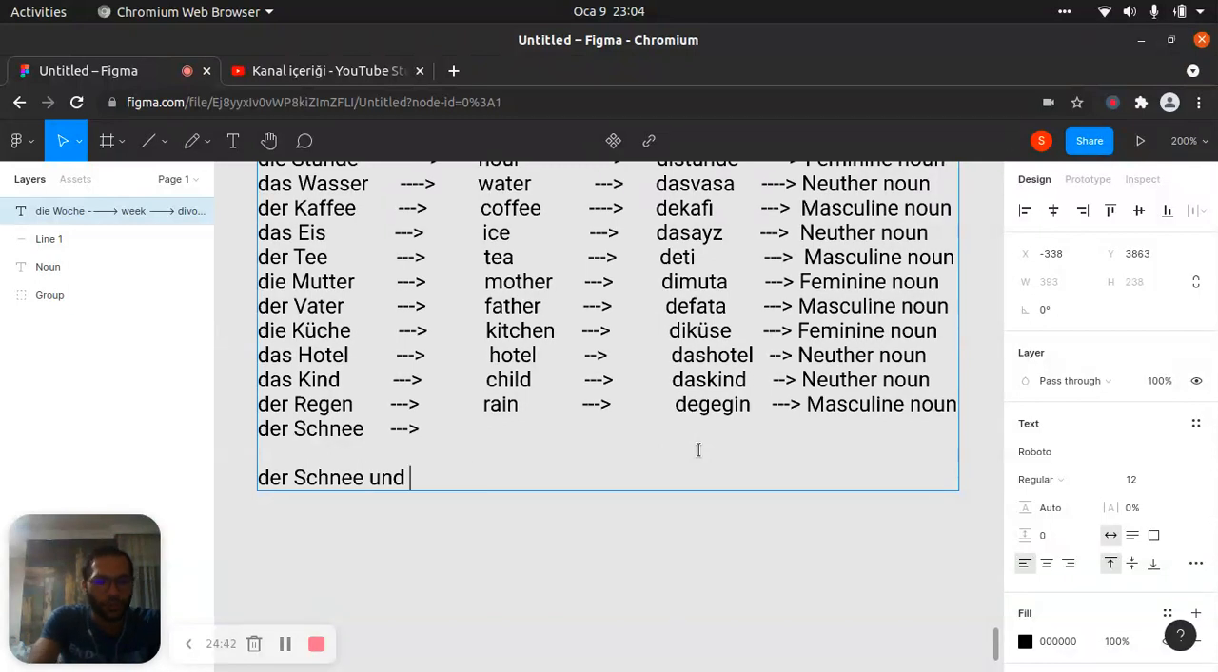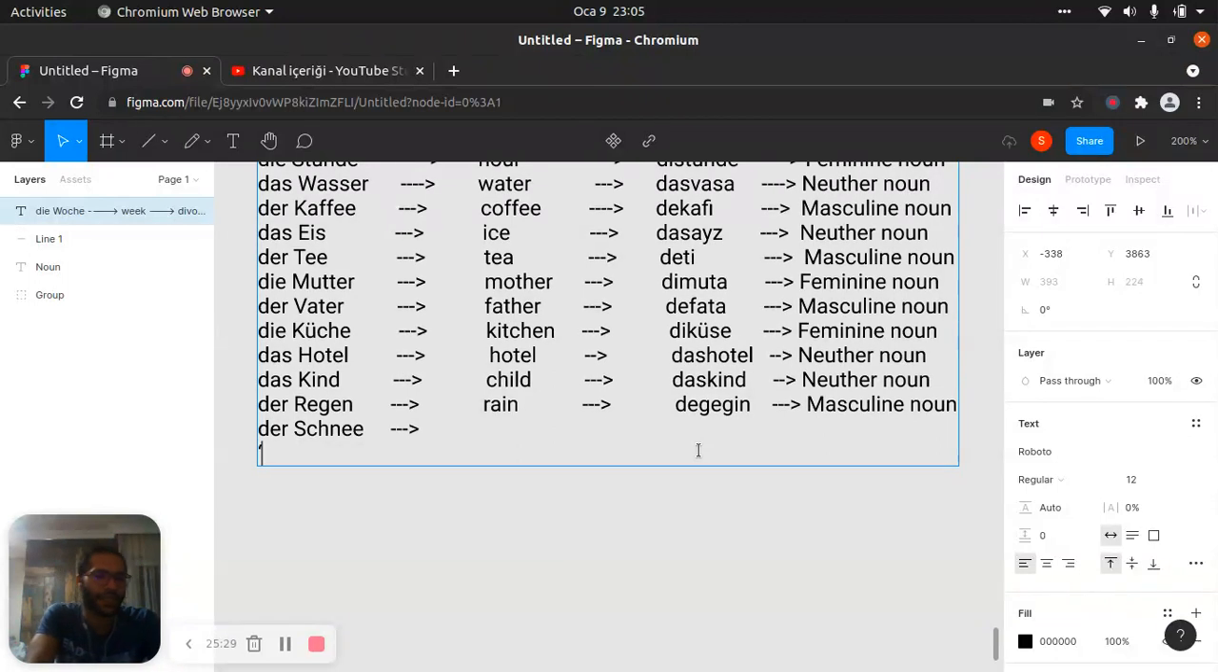Der Schnee und der Regen kam von der Wolke, die Wolke. I don't know how to write, guys. I'm sorry if I'm writing wrong. It's like what guys? Snow and rain come from the clouds. It's like that. From clouds.